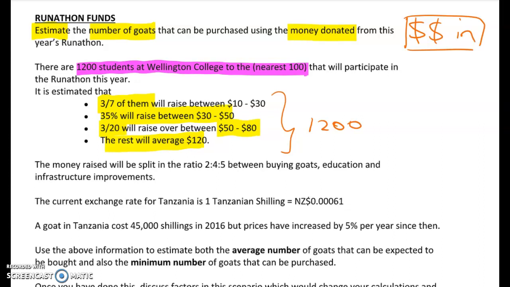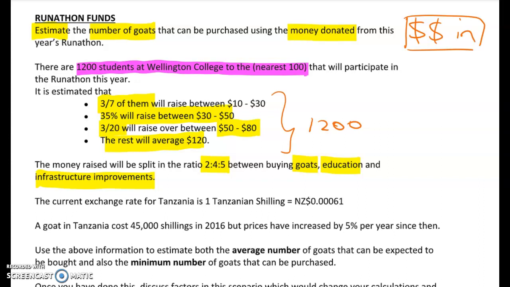So that's the first part. We have to work out how much money is going to come in. Then we have to figure out where the money is going to go. The money raised will be split in the ratio 2 to 4 to 5 between buying goats, education, and infrastructure improvements. So we're going to come back to that. So we're going to use our skill of splitting an amount using a ratio there.